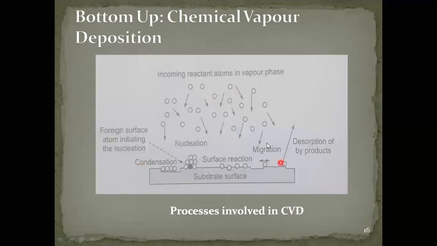This is a schematic of what is involved. See here, these gas molecules are in the vapor phase. Migration happens. This is the substrate surface. The molecules will come and surface reaction takes place. Condensation means transformation of vapor phase to solid phase. See here, foreign atom means other atoms. Of course, we maintain high purity, but still some foreign atoms come. Here is the nucleation. Nucleation means transformation from one phase to another phase. So nucleation happens. This is desorption.